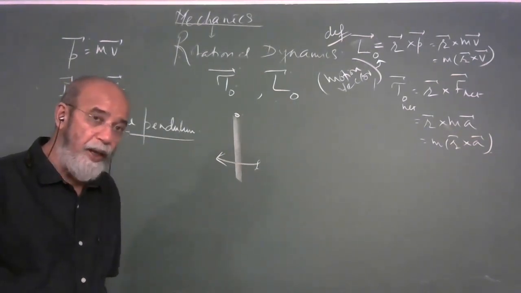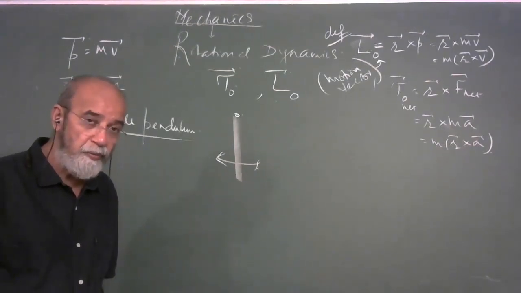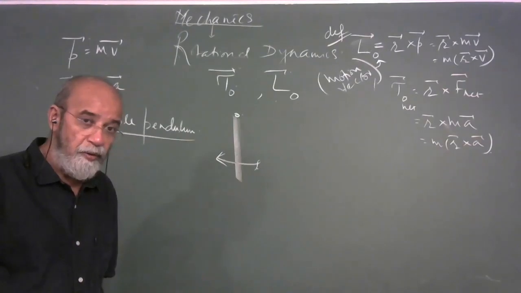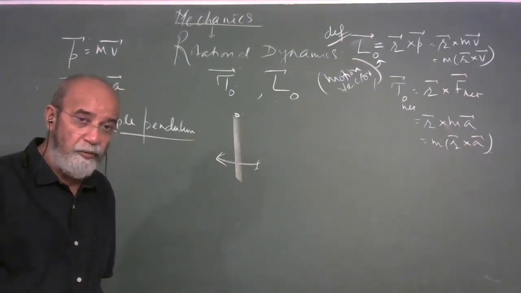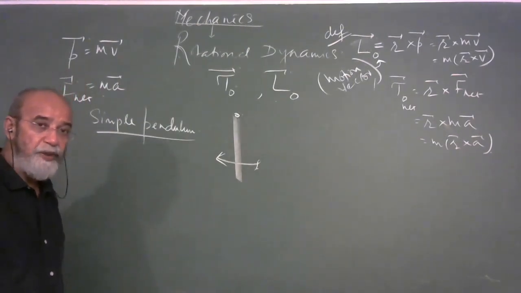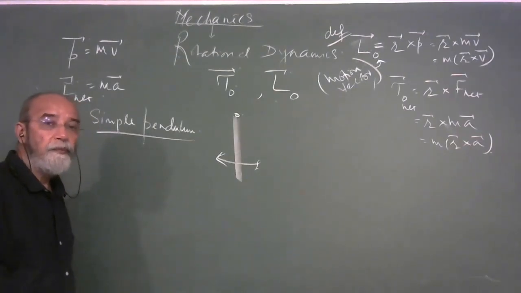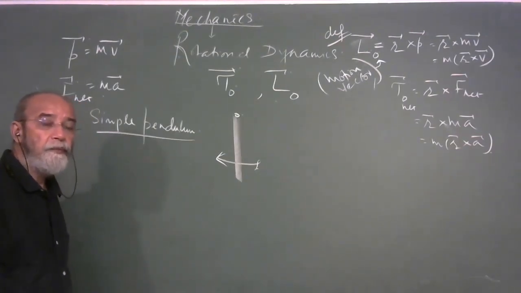Can somebody, like Sajiv, is there? Sajiv? Sajiv, are you there? Yes, sir, I'm there. Good. What's a simple pendulum, Sajiv? Sampath doesn't know. A bob attached to a string which is suspended on a fixed point and it oscillates.